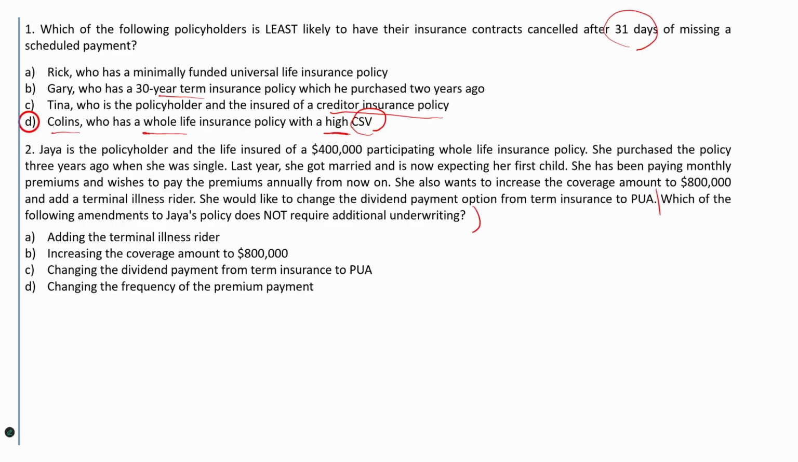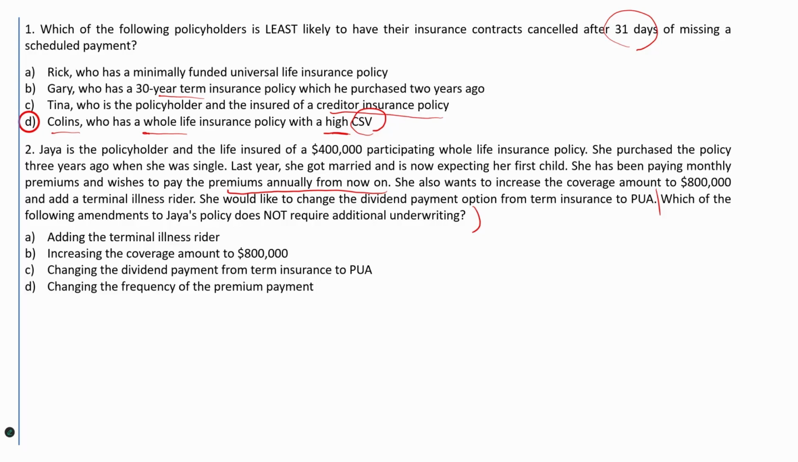Because if I have just a glimpse, I would say, okay, there's $400,000 here, there's $800,000 here, maybe there are some calculations that I need to make. I don't know. But if I just read the last sentence, I could understand what I need to focus on. So in this question, Jaya is the policyholder, and the life insurer of a $400,000 participating whole life insurance policy. She purchased the policy 3 years ago when she was single. Last year, she got married and is now expecting her first child. She has been paying monthly premiums and wishes to pay the premiums annually from now on.